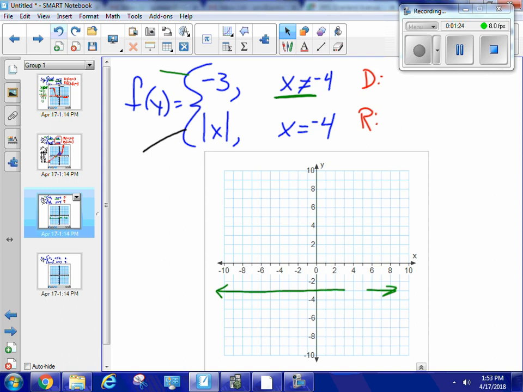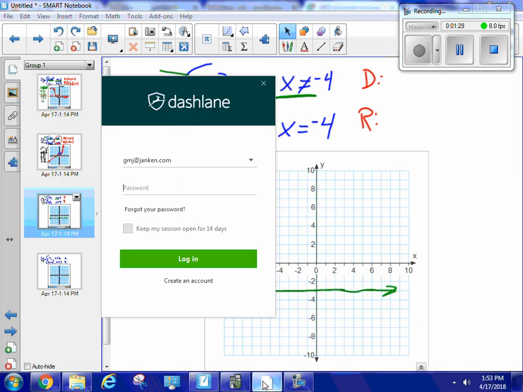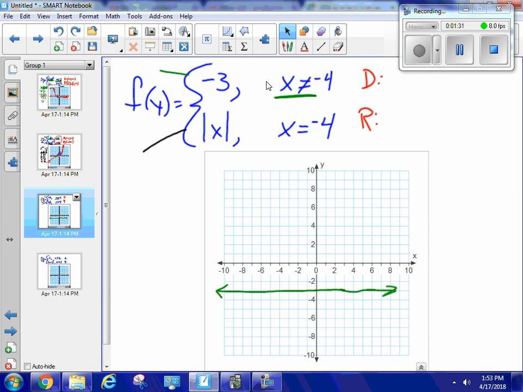So let's put back in my green line over here. Where x is equal to -4, I have an open circle. So that's all it's telling me. Y is equal to -3, nice flat horizontal line right there at -3. Every single place except not where x is equal to -4. Where x is not equal to -4 is every place else, but where it's equal to -4, it's not equal to -3.